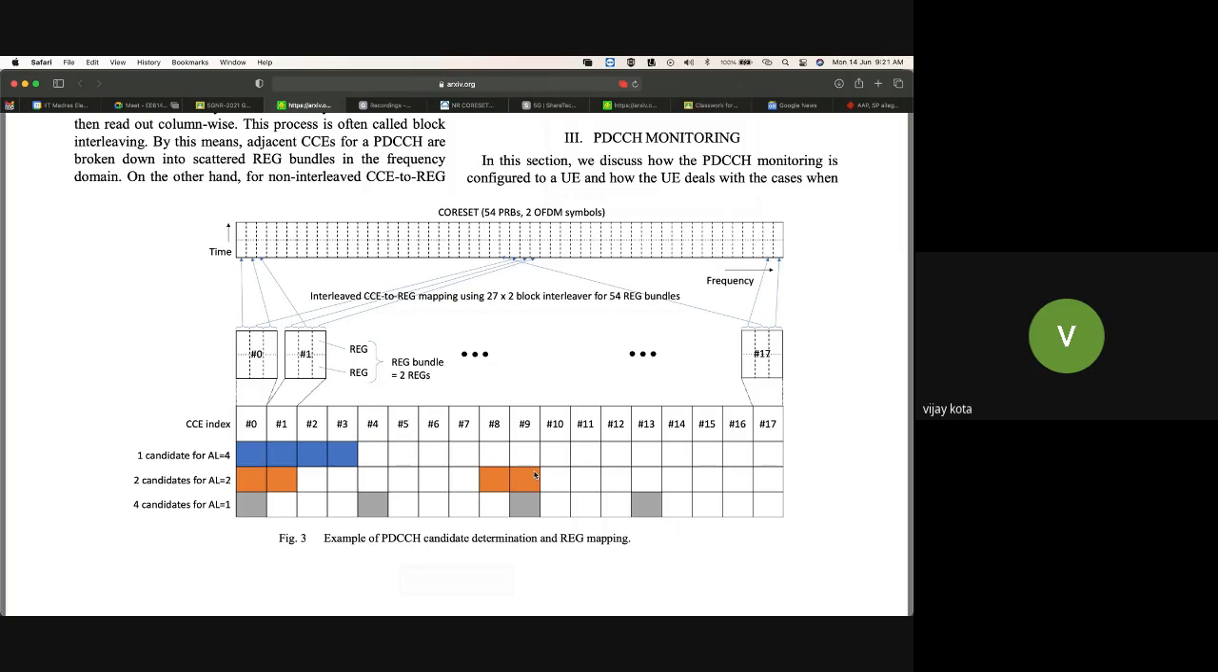Yeah, it is clear, sir. But you said earlier that for UE2, AL equal to 2 can start from CCE index 3. But if the core set is the same for both the UEs, then how do the specs actually identify this? It should be 0 and it should be 3, like that. Okay, I will tell you that. That's a very good question.